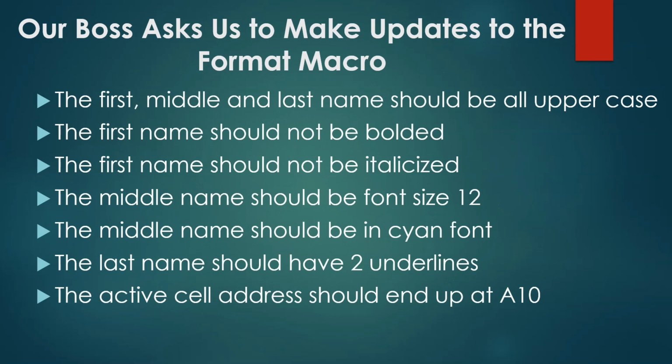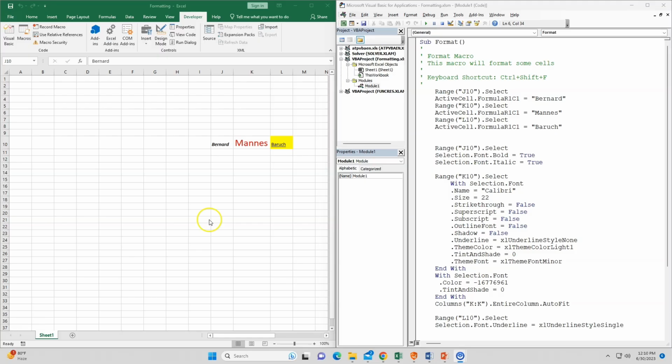So our boss asks us to make updates to the format macro. The first, middle, and last name should all be uppercase. The first name should not be bolded. The first name should not be italicized. The middle name should be font size 12. The middle name should be in cyan font. The last name should have 2 underlines. And the active cell address should end up in A10.